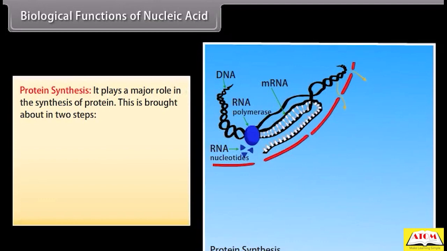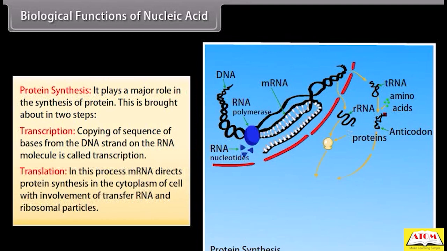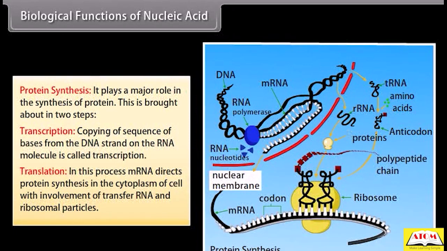Protein synthesis. It plays a major role in the synthesis of protein. This is brought about in two steps. Transcription. The copying of sequence of bases from the DNA strand on the RNA molecule is called transcription. Translation. In this process, mRNA directs protein synthesis in the cytoplasm of cell with involvement of transfer RNA and ribosomal particles.